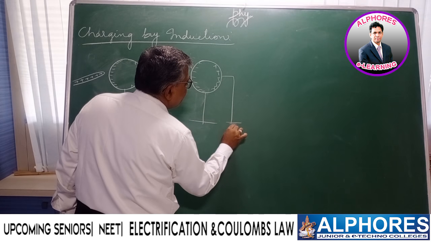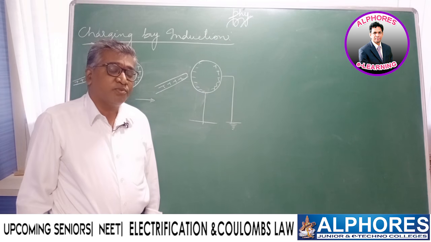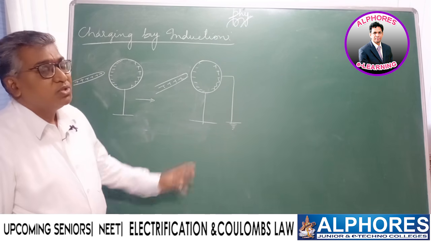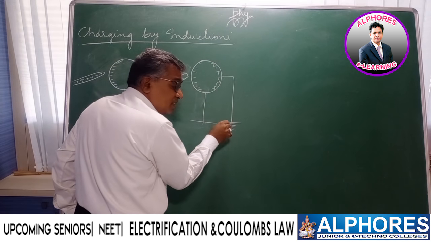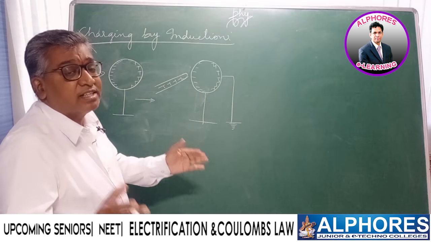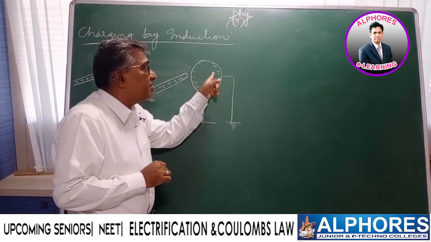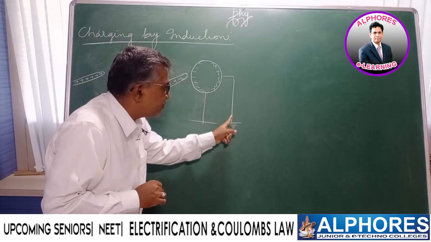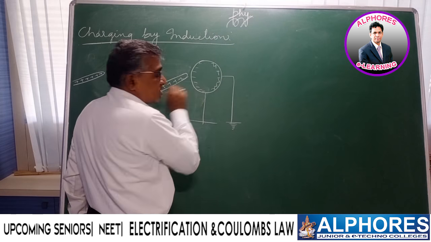I am connecting it to the earth like this. So we know charge always flows from high potential to low potential. Therefore, electrons move from the earth. Earth is a huge conductor with zero potential. This is positive. Electrons have high potential here, they have less potential here. So electrons move from the earth to this one, to this. They neutralize this positive charge.